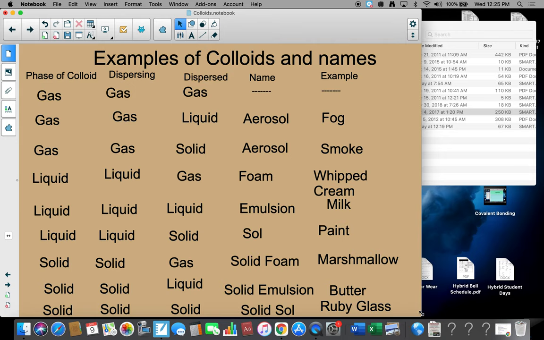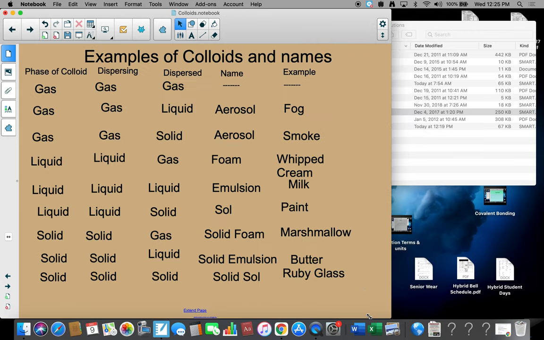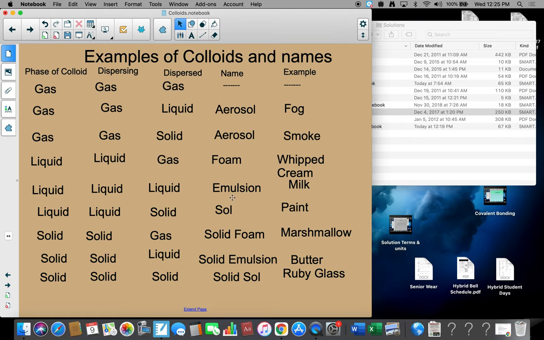The only thing I'm really going to ask you to know are these names right here. You have to know what an aerosol is. It's a gas dispersing, liquid dispersed. So go through, you have to study those. I'm sorry, nothing I can do about it. That's just where it's at.